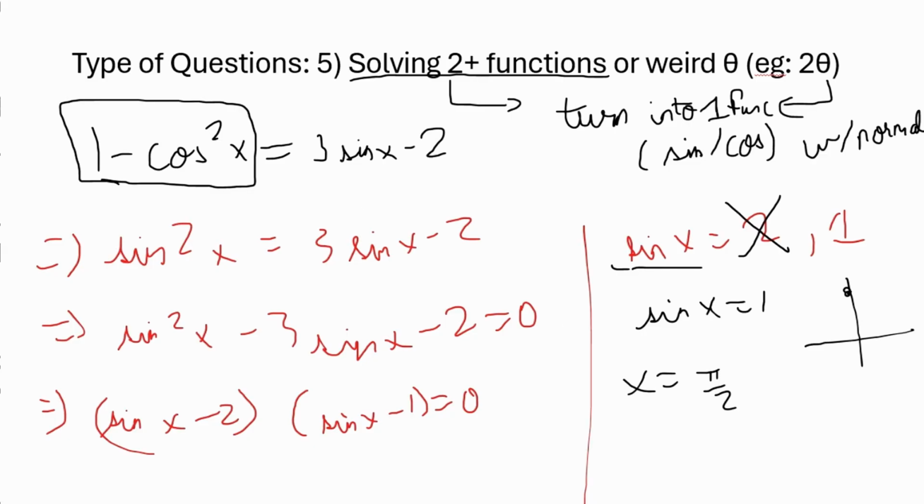But wait, we're not done. It didn't give us an interval, so we have to assume that it's for all real values of theta. So what do we do? General solution. All we do, take our solution, plus 2 pi k, k an integer. That covers any and every solution. Right now it's only one, but if there were more, each gets plus 2 pi k, k an integer.